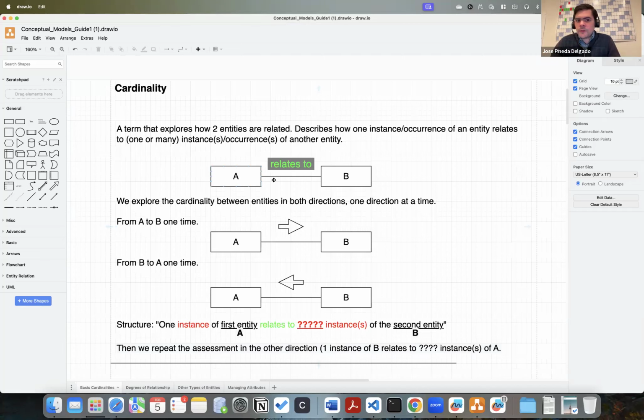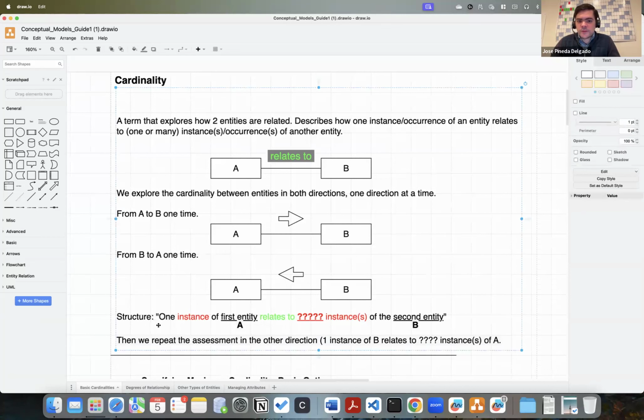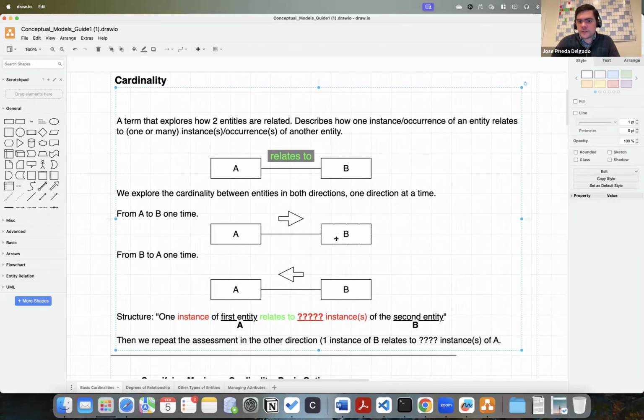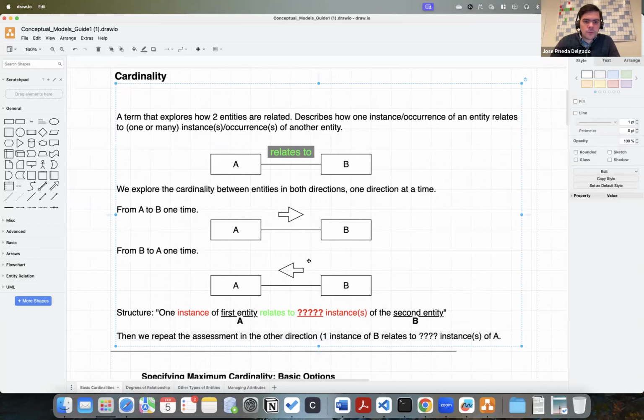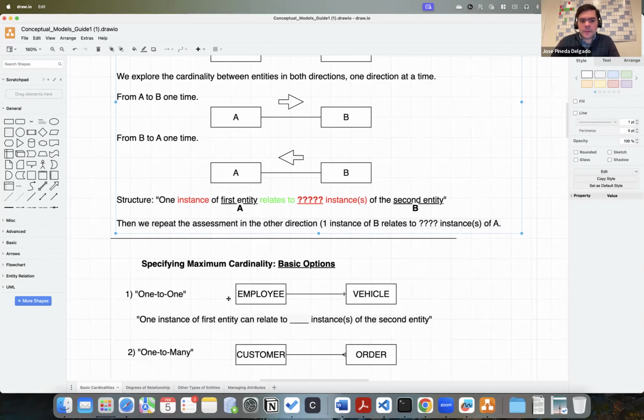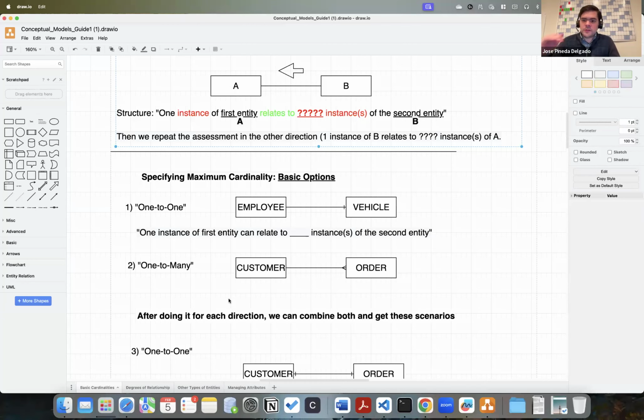They go both ways. So we typically explore the relationship by adding a line between the entities, but we need to explore them in both directions by essentially making a short sentence with this structure: how one instance of the first entity, let's say entity A, relates to one or multiple instances of entity B. And then backwards, how one instance of entity B relates to one or multiple instances of entity A. The basic cardinalities are going to be indicating the maximum amount of connections that there can be. So these are typically summarized as one-to-one or one-to-many.